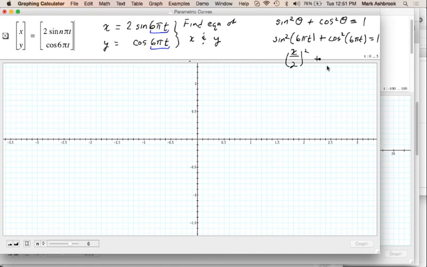All right, so therefore, what is cosine squared of 6 pi t? Y squared. And that equals? Lo and behold, what do you see that's missing? No t. We got it. Now we just have to recognize what that is. So this is back to pre-calculus. This is x squared over 4. X squared over 4 plus y squared equals 1.